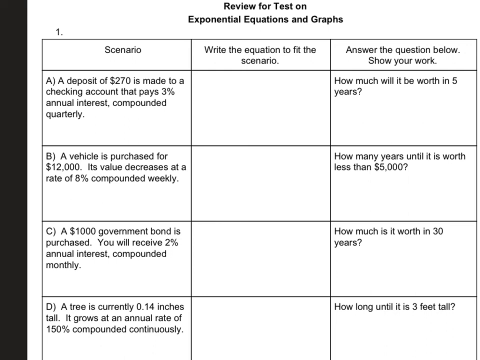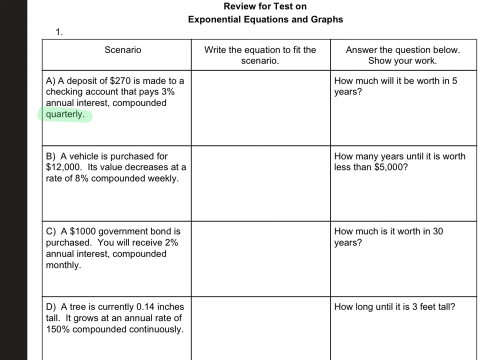All right, first of all, we've got to refer to our formulas. We're either going to use the continuous compounding that involves the e, or we're just going to use one of our compounding interests. Just keep an eye open for that word, continuous. So it says a deposit of $270 is made to a checking account that pays 3% annual interest compounded quarterly, and that's a key word right there, compounded quarterly.